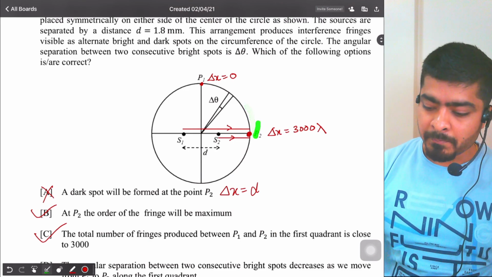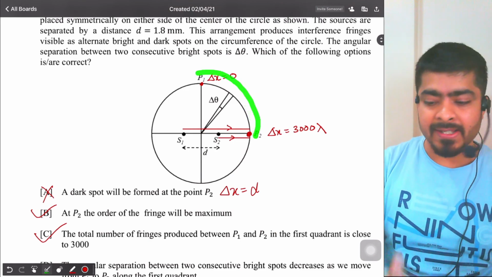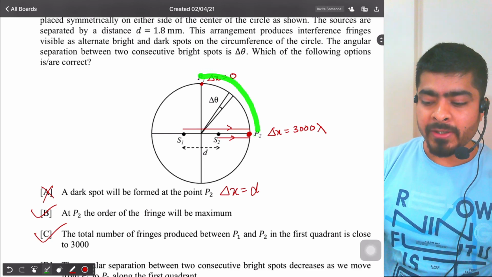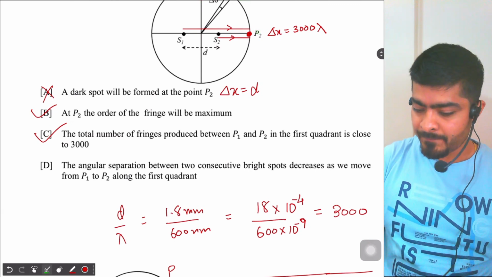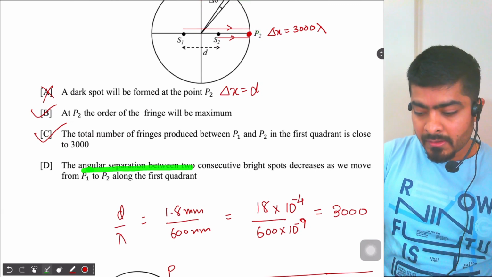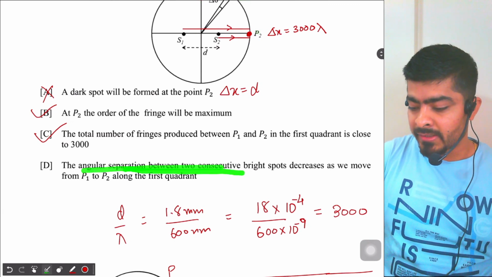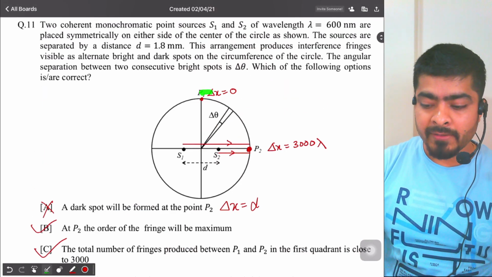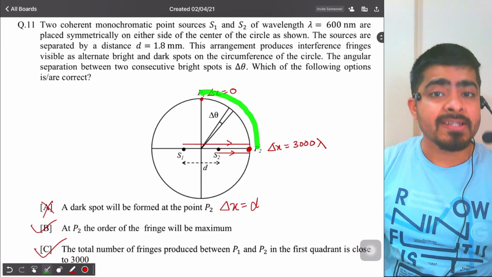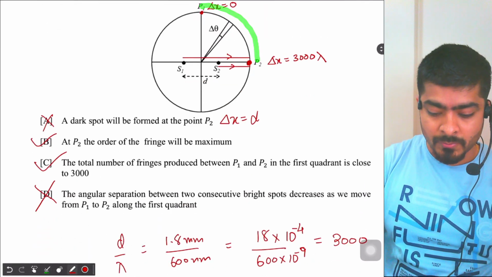So from P2 to P1 the gap is decreasing, or from P1 to P2 the gap is increasing. But what does the option say? Angular separation decreases from P1 to P2, but what we are getting is that from P1 to P2 the separation increases. That means this option is wrong. Clear?